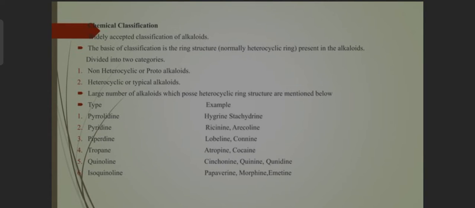Fourth, chemical classification, the most widely accepted classification of alkaloids. The basis of classification is the ring structure. Normally, alkaloids are divided into two categories: first, non-heterocyclic or proto-alkaloids, and second, heterocyclic or typical alkaloids. A large number of alkaloids possess a heterocyclic ring structure, mentioned below. Take an example.